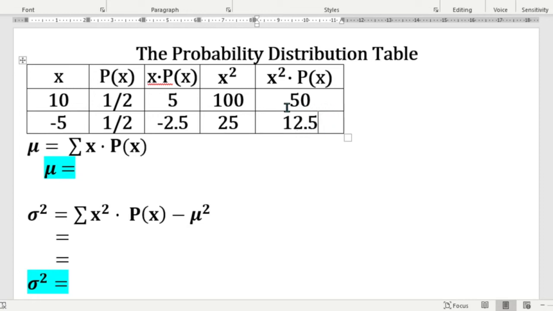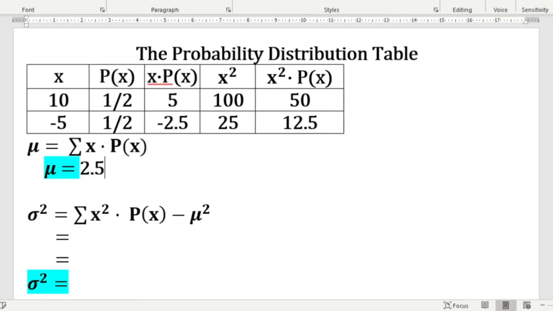Now we have the numerical data needed for us to be able to solve for the mean. Again, the mean is the summation of the products of the possible value and its corresponding probability. That is, we have to add 5 and negative 2.5, which is 2.5. Thus, we now have the mean, and this is now the expected value of Angelo's gains. Next is the variance of Angelo's gains.